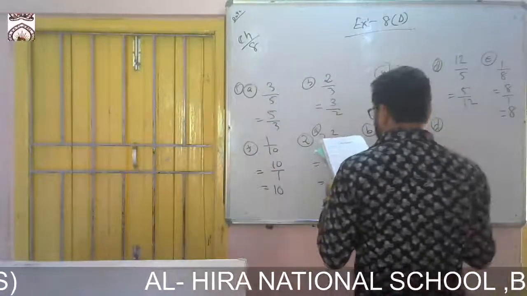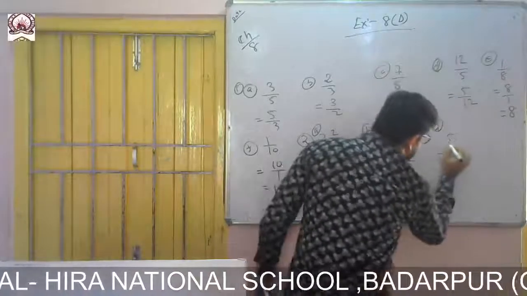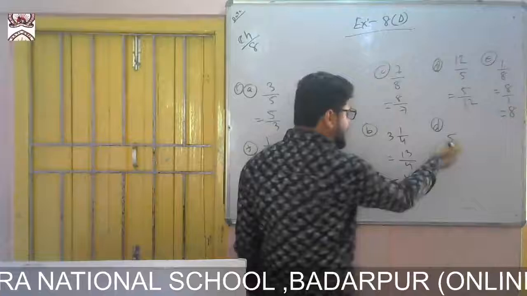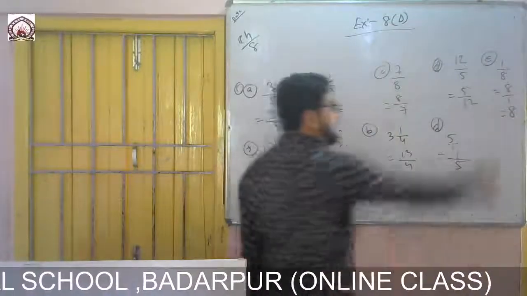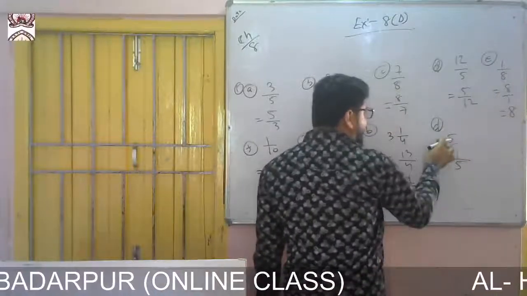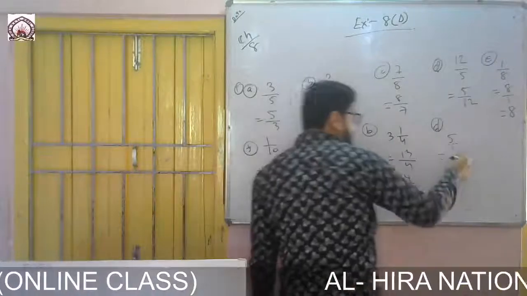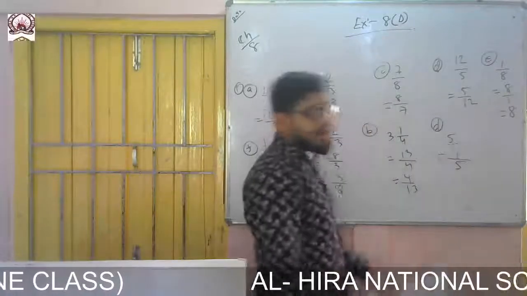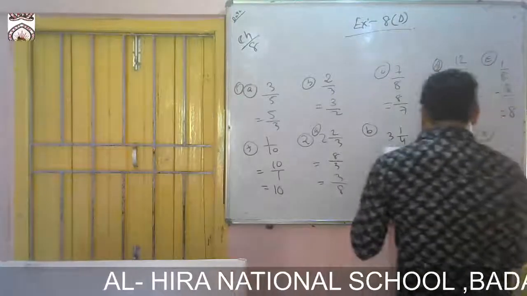D, what is there? 5. So the reciprocal of 5 will be what? Here you see nothing is there. That means 1 is there. So 1 will go up, and we shall write 1 by 5. It's like this one. You see 8 by 1 means 8 I can write. So 5 means actually 5 by 1. If I interchange, then I'll get 1 by 5.